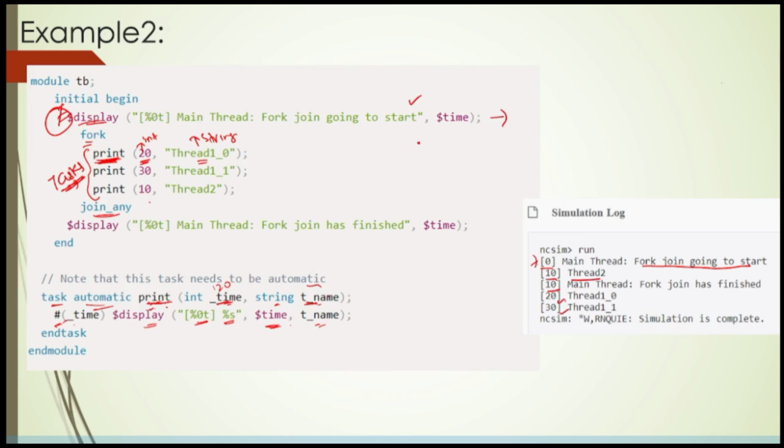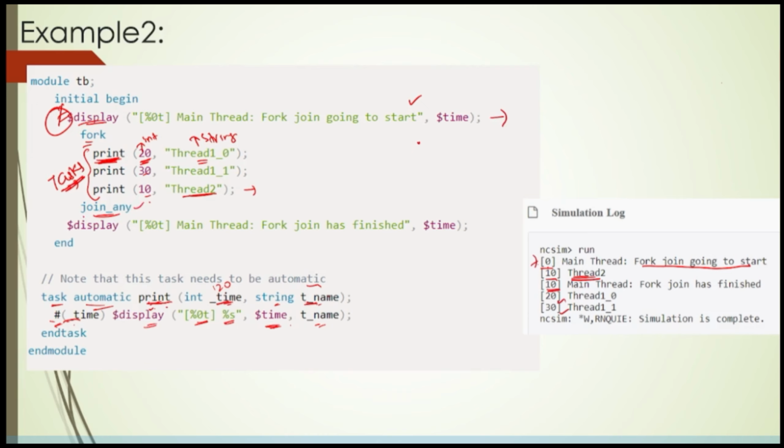Since I have given hash time, if you see here at thread 2, what is it? 20, 30, 10. So what is the first thing that will be printed? What is the least time? Which is 10. So at 10, thread 2 is printed. But since this is fork join any, if at least one of these is done, it will be coming out of this particular block.